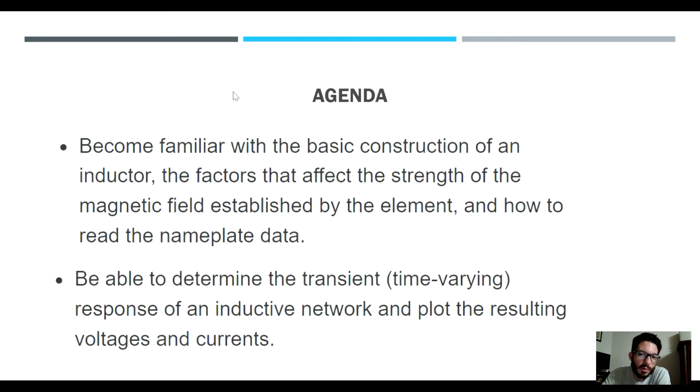The agenda, or the outline, or the objectives, are to become familiar with the basic construction of an inductor, the factors that affect the strength of the magnetic field, how to read the values of the inductors, and how to be able to determine the transient or time variant. Transient means time variant response of an inductive network.